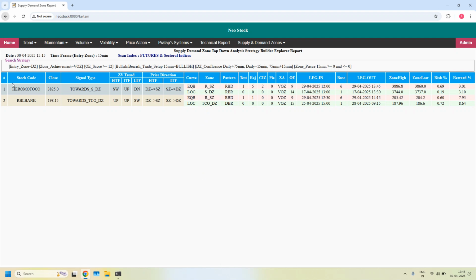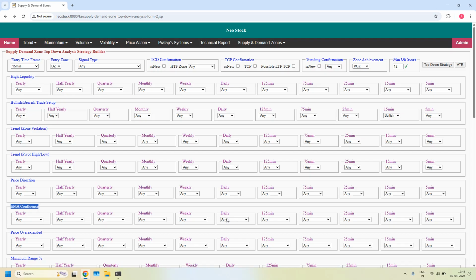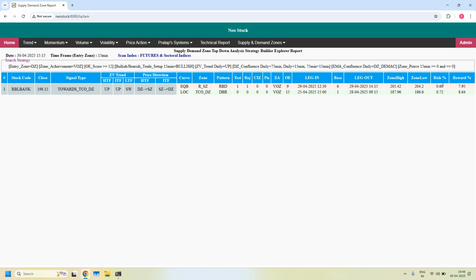So let's filter. In the EMA Confluence at a daily time frame, I am checking daily demand zone having daily EMA Confluence. At the same time, the trend on the daily should not be sideways. It should be uptrend because it is bullish trade setup. So that one stock is filtered. That means this 15 minutes demand zone, which is overlapped inside the daily demand zone, is having more high probability to get success. Of course, other parameters, the checklist, what you learned in lesson 20, that should support.